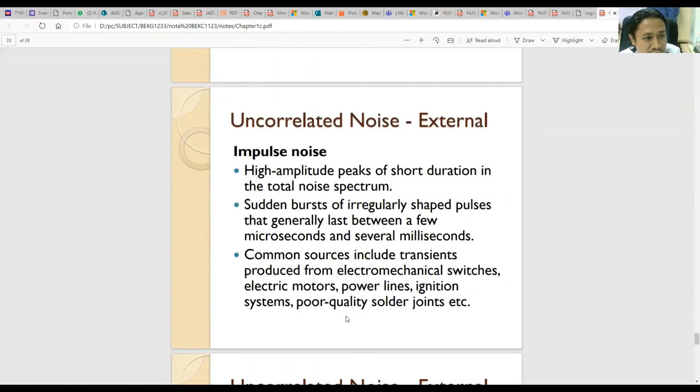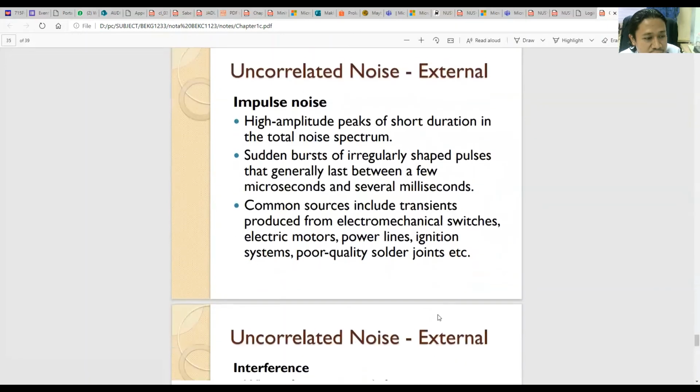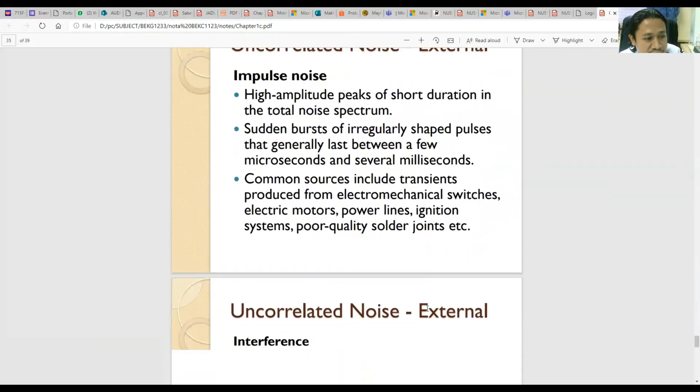Impulse noise is a sudden burst or irregularly shaped pulse that lasts between a few microseconds and several milliseconds. Common sources include the transients produced from electromechanical switches, electric motors, power lines, ignition systems, poor quality solder joints, and so on. That is for impulse noise.